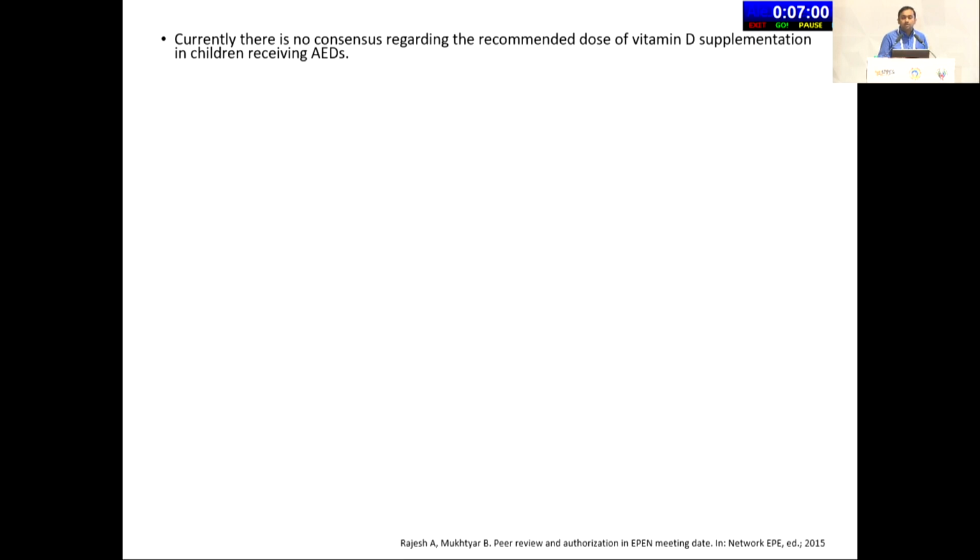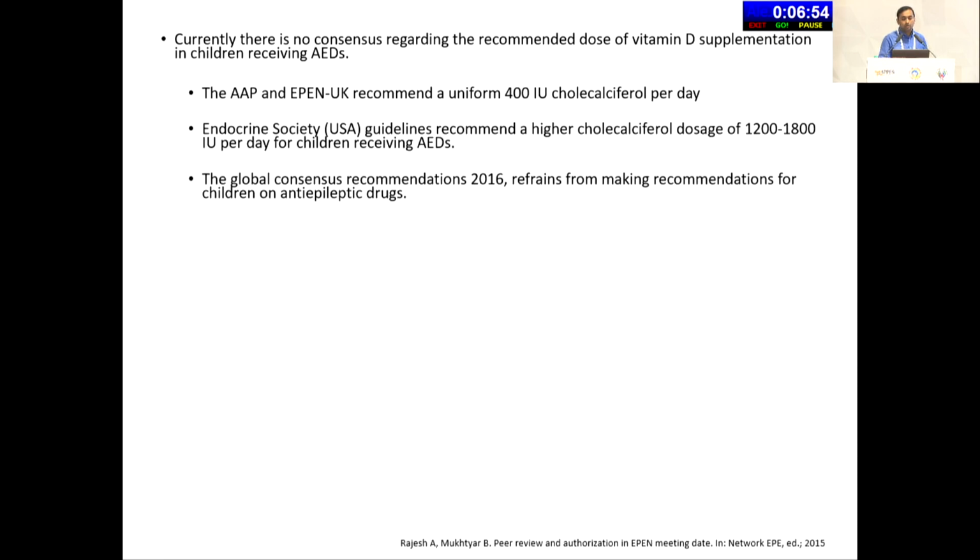But the thing is, how to replenish it, in what doses? For that we have a lack of clarity, because the American Academy of Pediatrics and the Eastern Pediatric Epilepsy Network UK-NHS recommend a uniform 400 IU per day. But the Endocrine Society recommends a higher dose of 1200 to 1800 IU per day. And the global consensus recommendation refrains from making any guidelines on this.